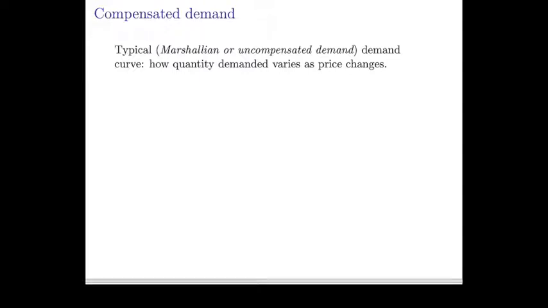The usual demand curve we've been working with shows how the quantity demanded varies as the price changes, holding everything else constant. So we hold the price of other goods and the income constant. This is also called the Marshallian or the uncompensated demand curve.